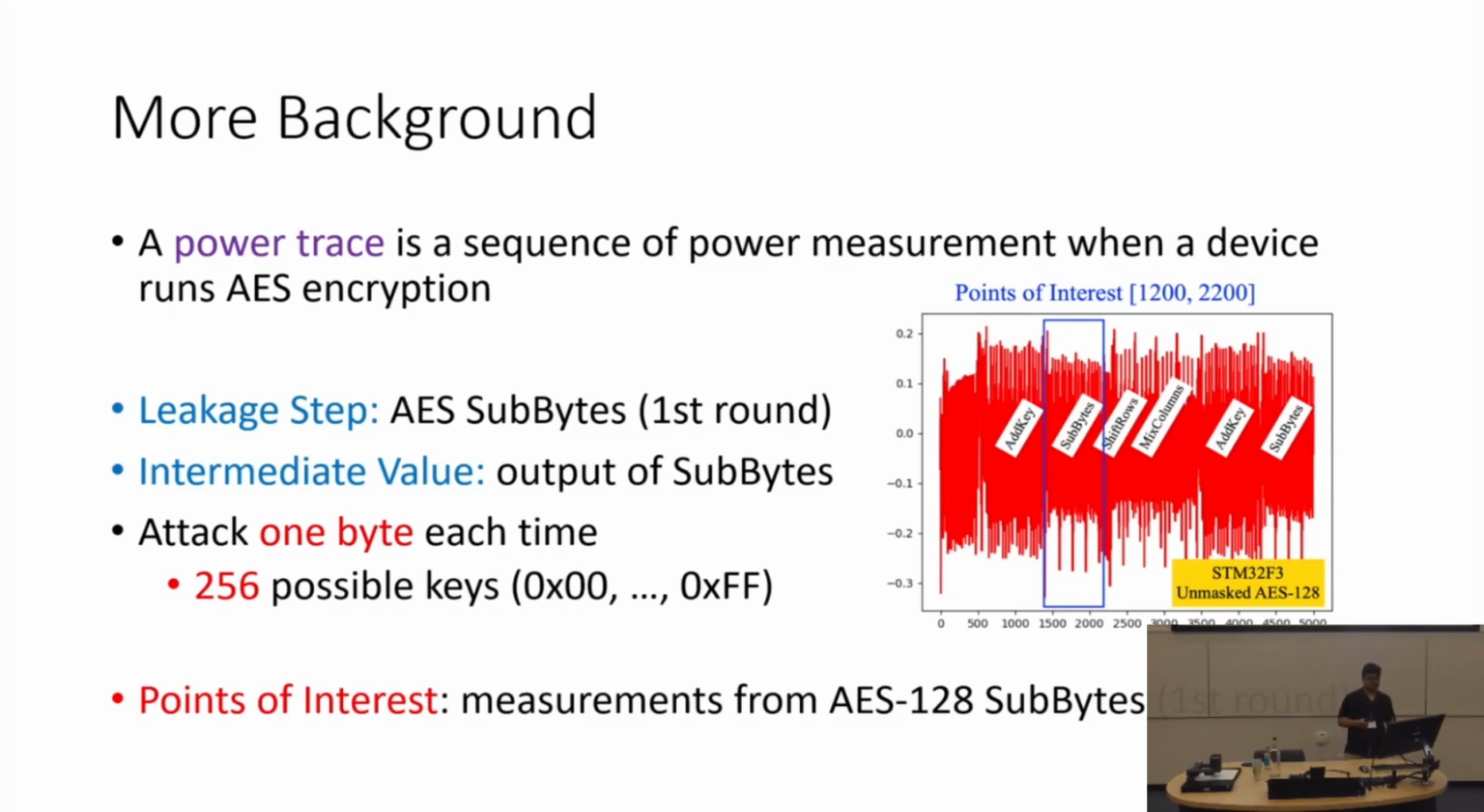And it gives us 256 possible values between 00 and FF. And points of interest are used to narrow down the measurements of AES sub-bytes of the first round in our sample trace. So here we have a sample for STM32F, which is a common microcontroller chip, and we narrowed down the points of interest to 1200 to 2200.